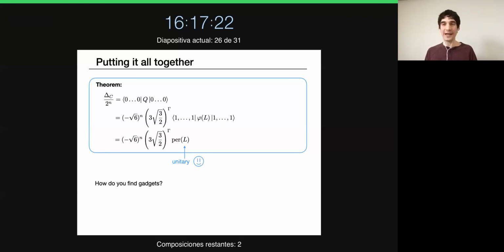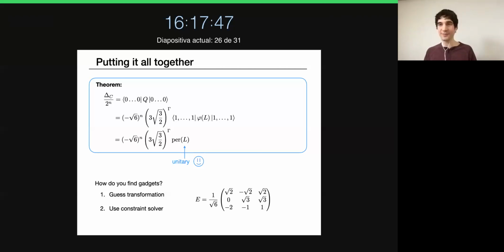Something you might ask is, how does one actually find these gadgets? Like, how do you do this encoding and decoding and so on? Well, it's embarrassingly simple. What you do is you guess the transformation that you want to have. You have these various constraints that you need, and then you just use a constraint solver. Now, there's a little bit of black magic involved in getting the constraint solver to give you a solution which looks nice. But if you mess around with it, you can get it, and it'll spit out a matrix like this, which is the encoding matrix that we use to take one photon in the first mode and dump it into the third mode. So that's how you find these gadgets.